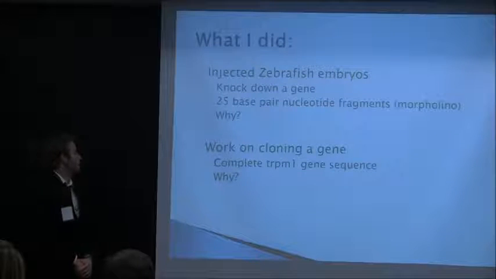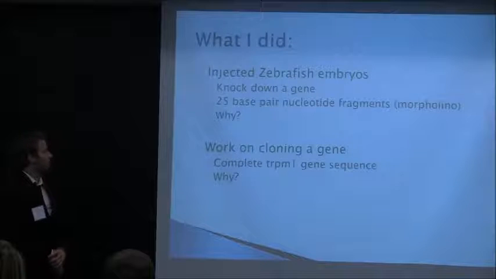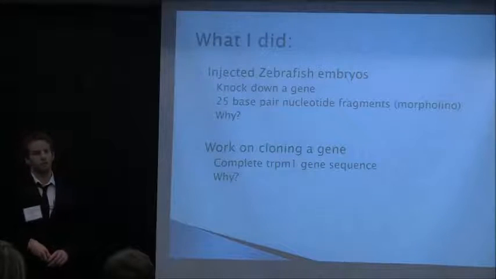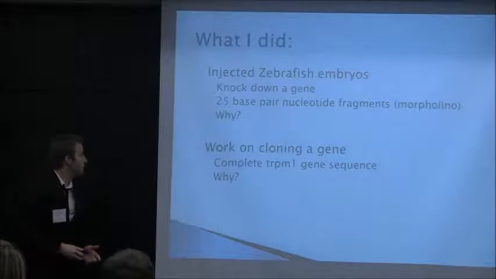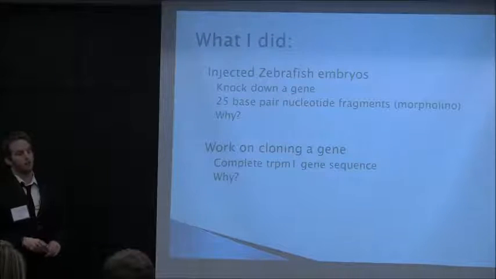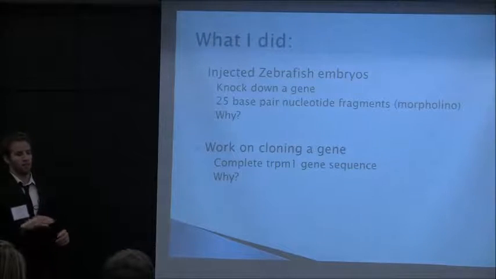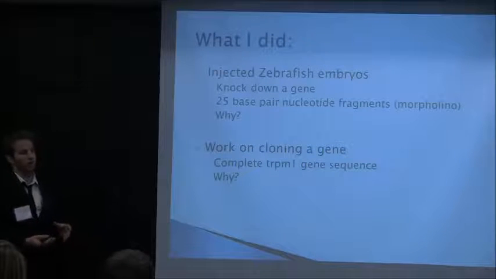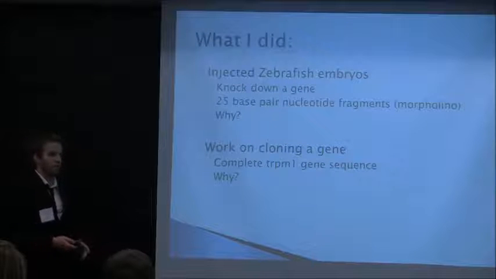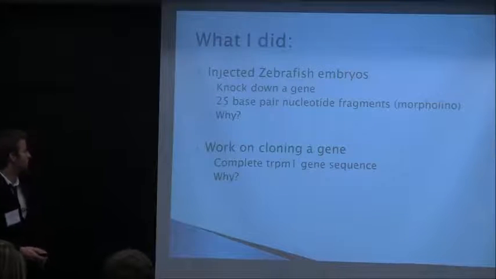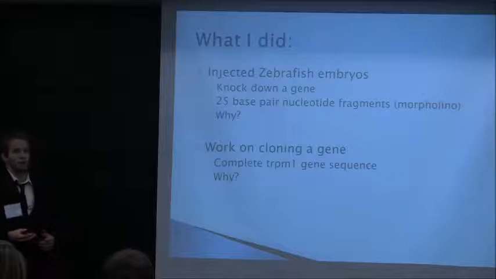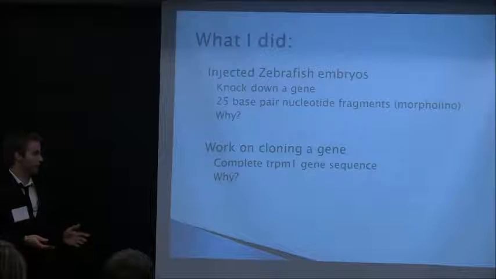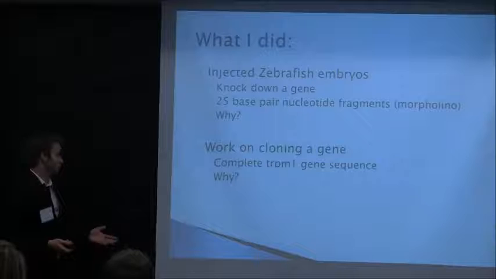What I did specifically is I injected zebrafish embryos with a 25 base pair nucleotide fragment, which we call a morpholino, which is a way of knocking down the gene. The morpholino binds to the RNA, and it prevents it from encoding a protein. So by injecting the morpholino, we hope to knock down the RNA and prevent the formation of the TRPM1 ion channel. The reason we do this is that one of the best ways to understand what a protein or a gene does is to knock it out and see what happens when it's not there, which seems pretty obvious, I guess.